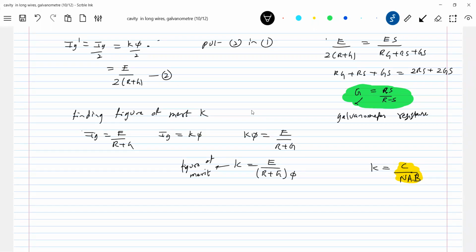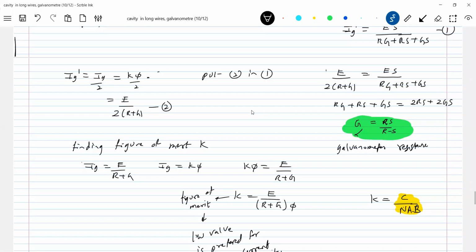Current sensitivity, how do you define it? It is phi by I, equal to 1 by K, no? Figure of merit should be low, no? So for high current sensitivity, what should be the value of K? K should be low. Already we discussed, no? So what is the preferred value? Low value is preferred for high current sensitivity.